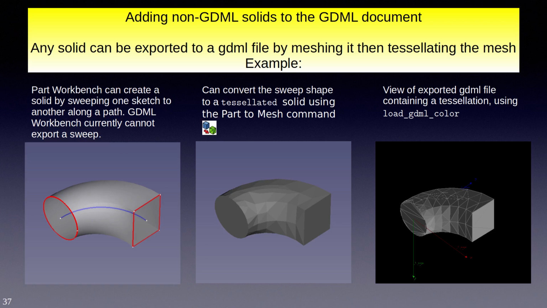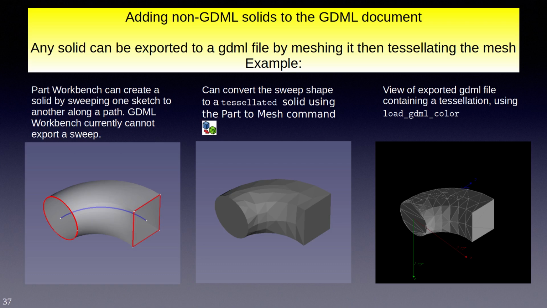There are a variety of other shapes that one can build in FreeCAD that the workbench currently cannot export as booleans of the GDML base shapes. Examples are fillets and chamfers. Although these can in principle be built using booleans, we do not have support for them in the workbench.